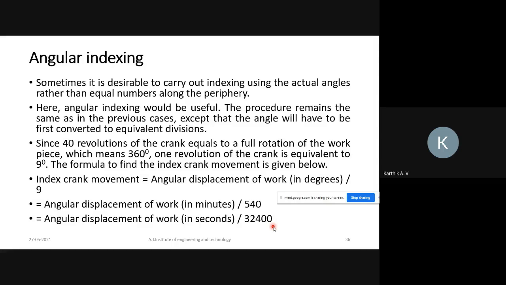Nowadays this method is not used. This is the oldest method, so I am giving it just for information. In this way you can do the angular indexing mechanism. I hope all of you understood the indexing mechanism. There are a total of 5 different types of indexing. Indexing is nothing but dividing the periphery into an equal number of parts: direct indexing, simple indexing, compound indexing, differential indexing, and angular indexing. This completes your indexing portion.